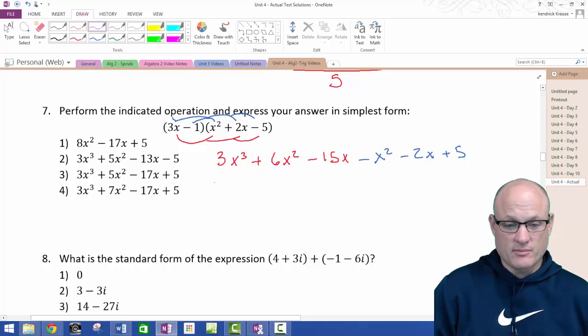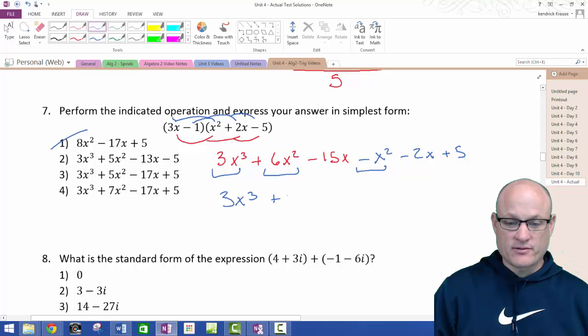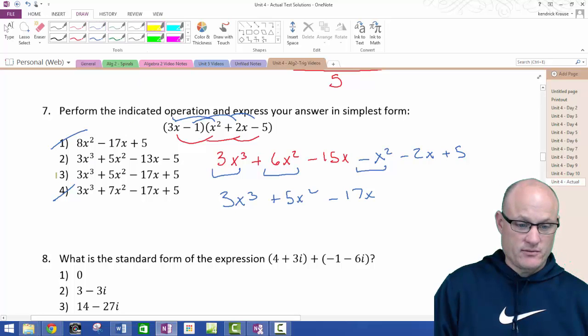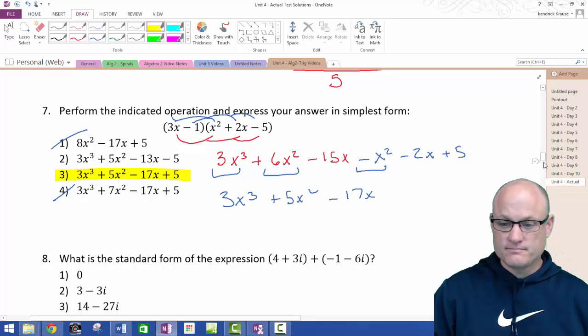I just got to clean things up. 3x cubed. Can't be 1. 6x squared and minus x squared. Well, that's plus 5x squared. Can't be 4. Negative 15 and negative 2. Negative 17x. And I am done. There it is. Moving on.